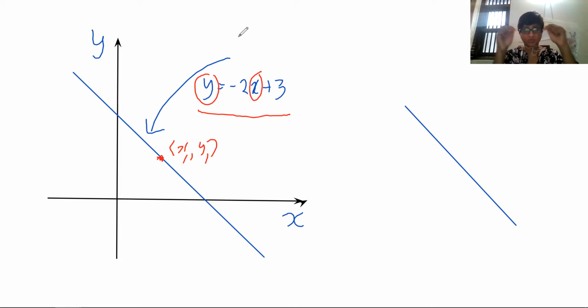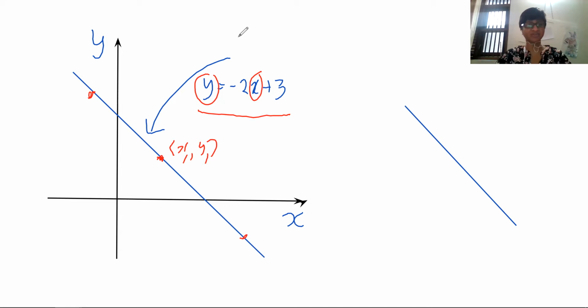This is telling you the relationship between the y coordinate and the x coordinate of any point on this line. So if I turn this equation into words, what it's telling me is that the y coordinate of any point on this line is equal to negative 2 times the x coordinate plus 3, right? That's what it's telling me. If I take a point here, the x and y coordinates will hold that relationship. If I take a point here, the x and y coordinates will hold that relationship.